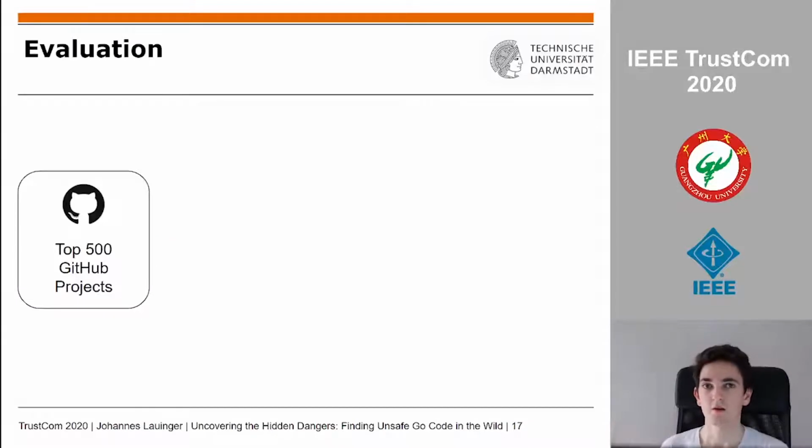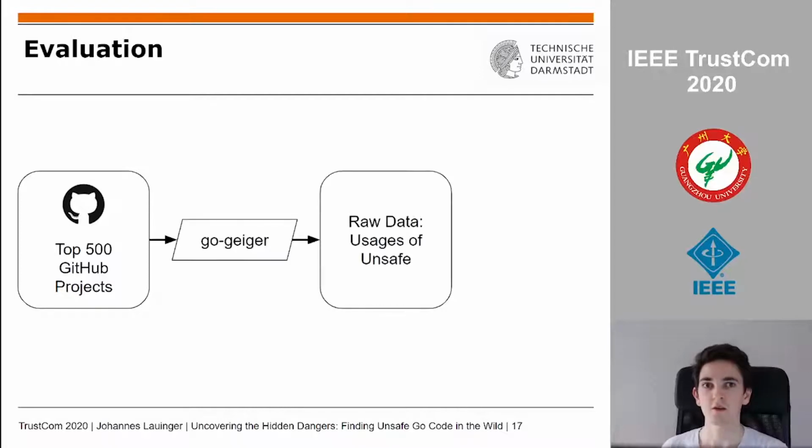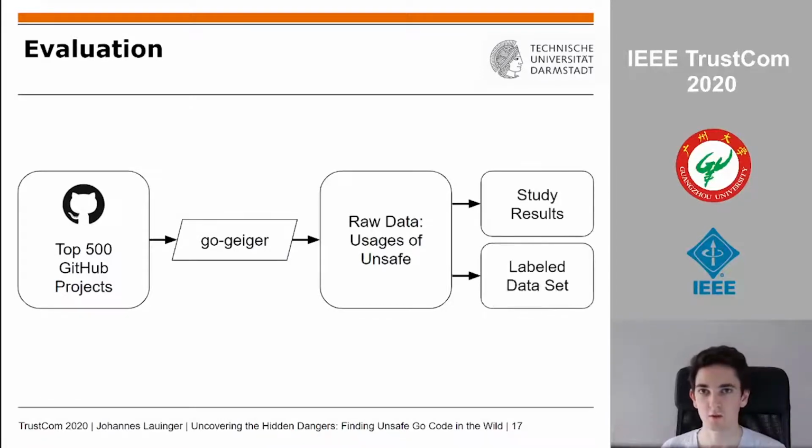To find out how unsafe is used in practice and evaluate go-geiger, we conducted a study using the 500 most starred Go projects on GitHub. We ran go-geiger on them to obtain unsafe usages raw data, and then did both a quantitative study and a qualitative analysis by creating a novel data set of unsafe usages labeled by their purpose. We'll talk about that in a second.